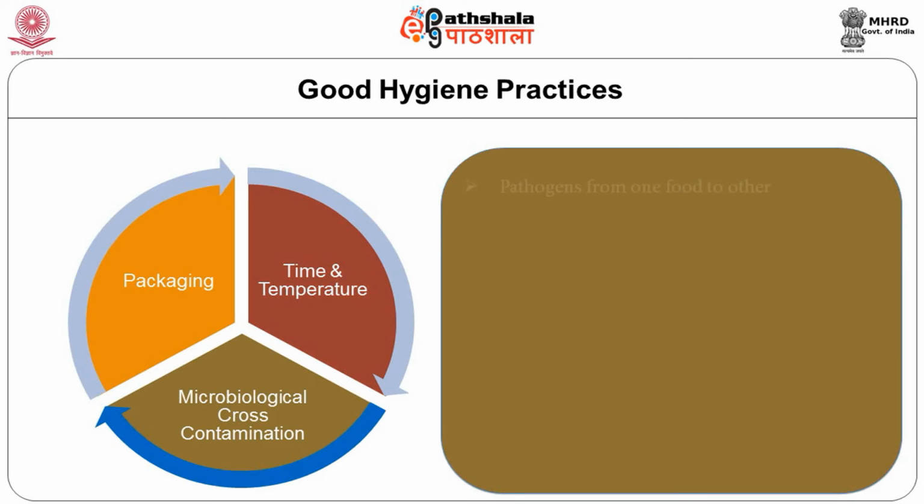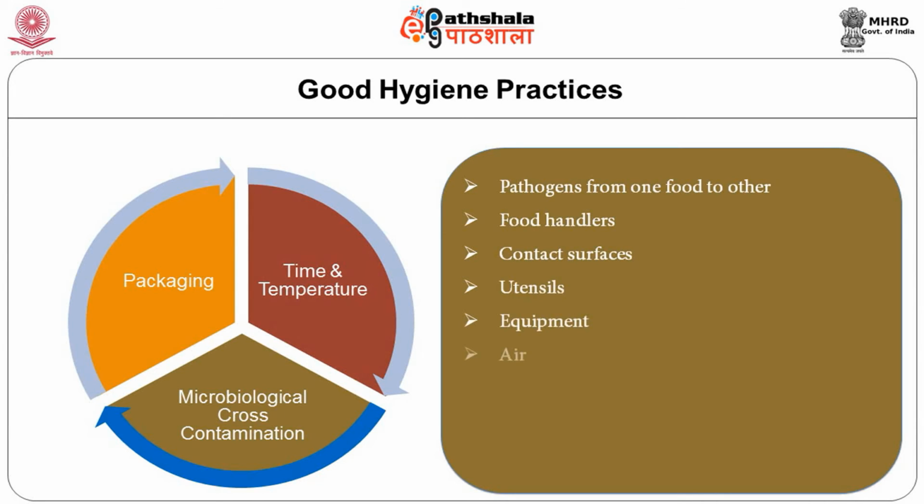So, microbiological cross contamination, pathogens from one food to another, food handlers, contact surfaces, because this cross contamination can happen in any of these things, like a food handler contaminating the food or contact surfaces where something else has been processed and you are keeping another food there, there is cross contamination. Even the utensils used for one food or one process, you are using for another purpose. So also the equipment, even the raw and processed foods, if they are not kept separately, there is likely that cross contamination can happen.